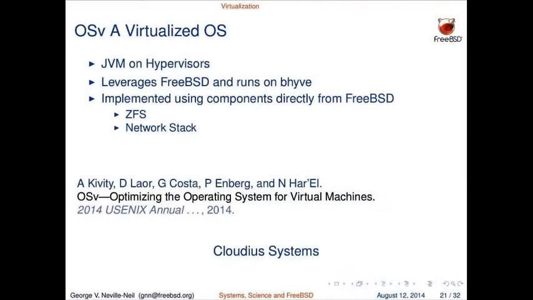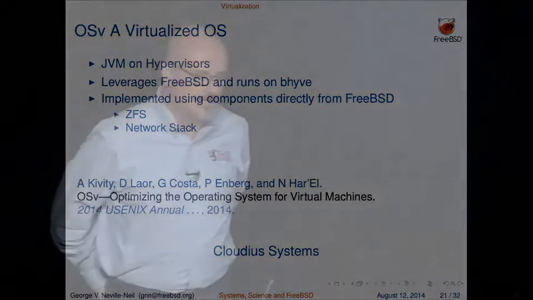One of the places where it's being reused is a system called OSv, which they call a virtualized operating system. This is to run the JVM directly on top of a hypervisor, so that you don't have to run the JVM on top of an operating system on top of a hypervisor. OSv leverages components of FreeBSD and also runs on Bhyve, as well as other virtualization technologies. The OSv folks realized there were a bunch of components they could get directly from FreeBSD, like ZFS and the network stack, and so they pulled those right out.